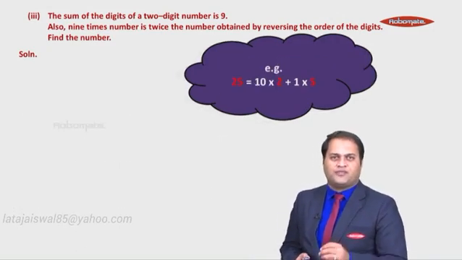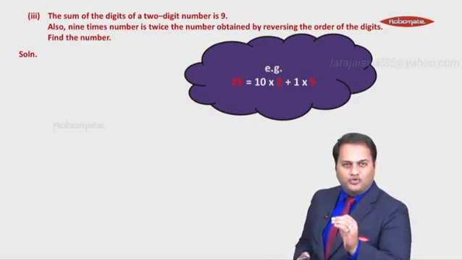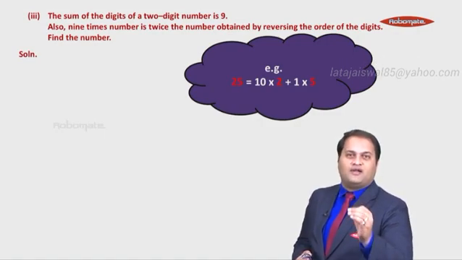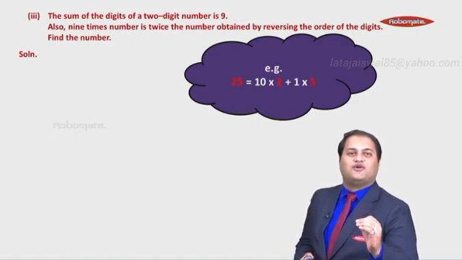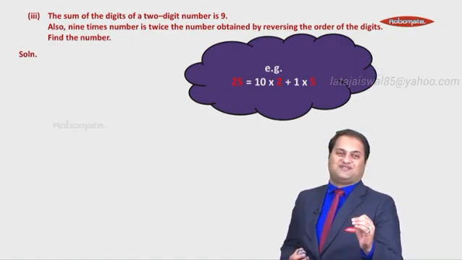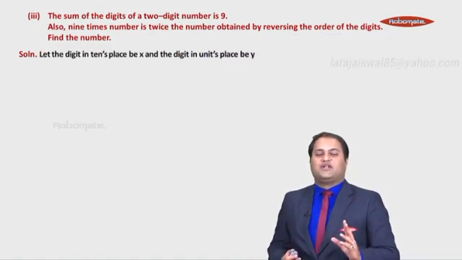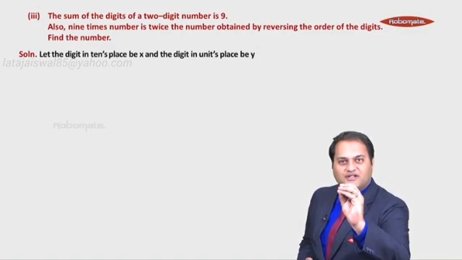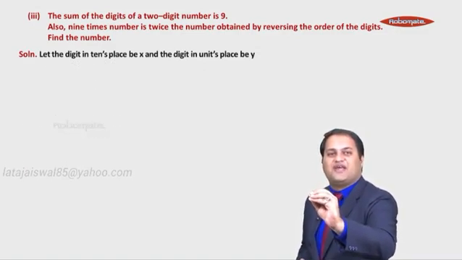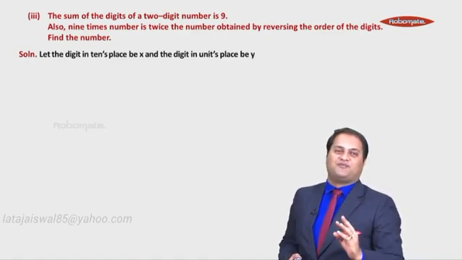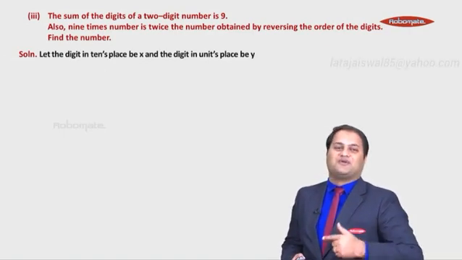Take this example. 25 is a 2-digit number, and it is equal to 10 into 2 plus 1 into 5. That's 10 into 2, the digit in the tens place, plus 1 into 5, the digit in the units place. So always remember this, children, that a 2-digit number is always formed using a digit in the tens place and a digit in the units place. So we will assume the digit in the tens place is x and the digit in the units place is y. You get x, you get y, you will get the 2-digit number.